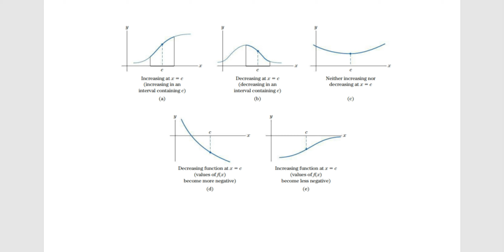And for D, we can see that it's decreasing at C because the function's falling left to right. And for E, we see that it's increasing at C because it's rising left to right. So notice that we're doing everything left to right, because that's how the x values are getting larger, left to right.